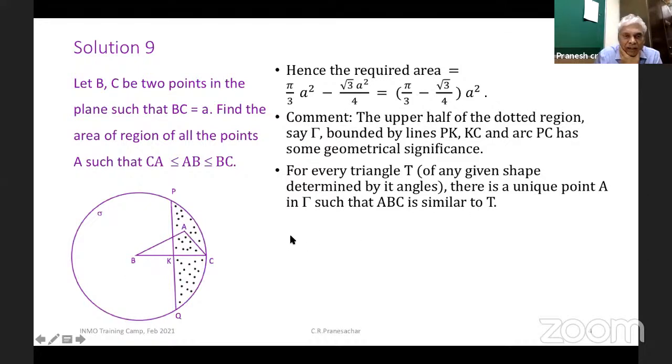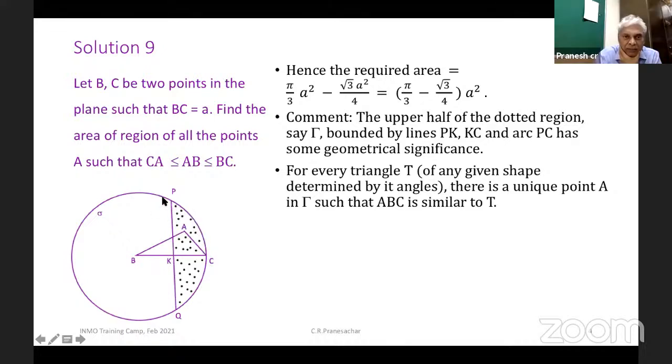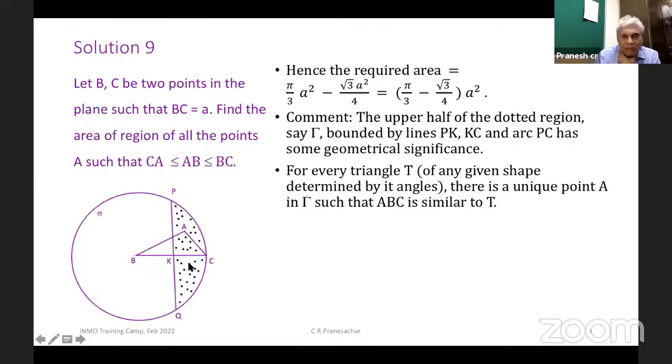It's not difficult. For example, if the point A lies anywhere on the boundary line PK, what sort of triangle will it give? It will give isosceles triangle, is it not? ABC, AB equals AC, because this is perpendicular bisector. Even if A lies on the arc PC, you will get isosceles triangle ABC. Which two sides will be equal if A lies on the arc PC? AB and BC. Yeah, AB equals BC. So BA equals BC.